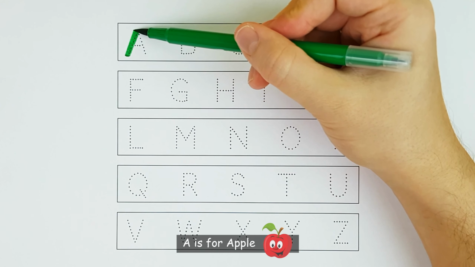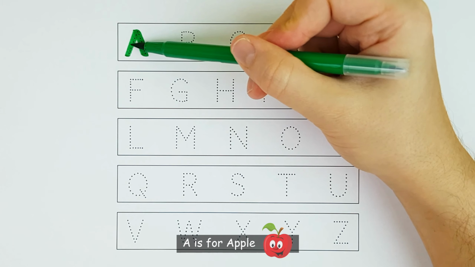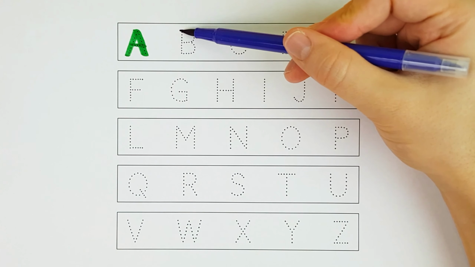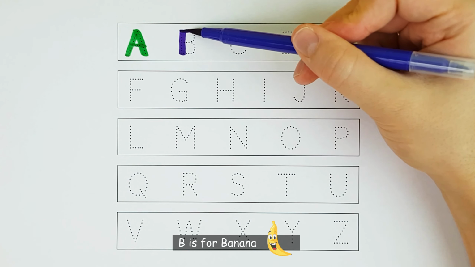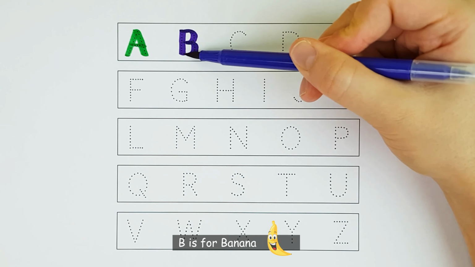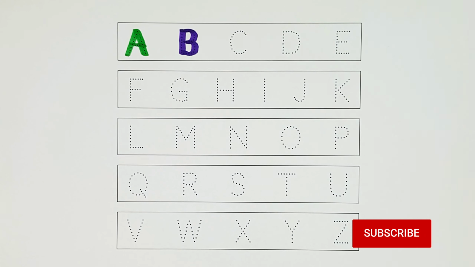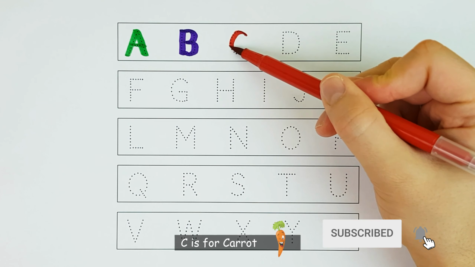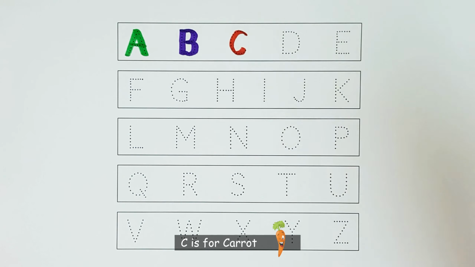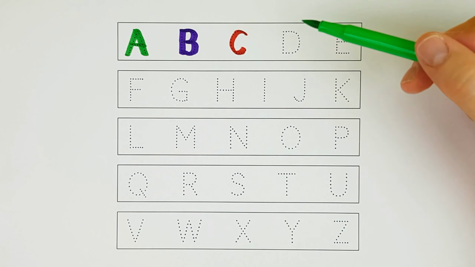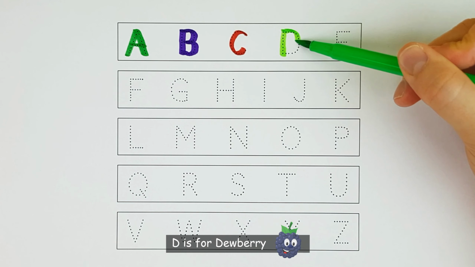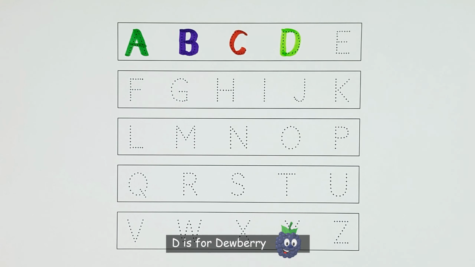A. A is for apple. B. B is for banana. C. C is for carrot. D. D is for dewberry.